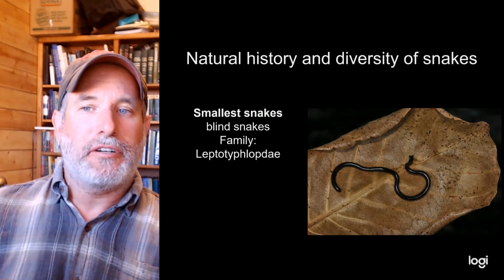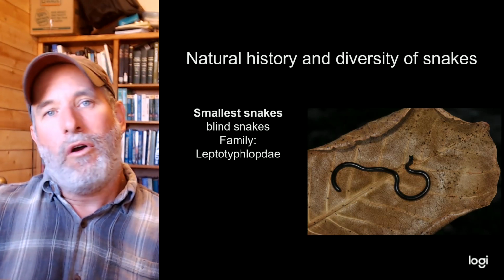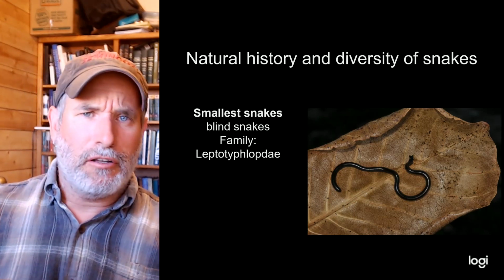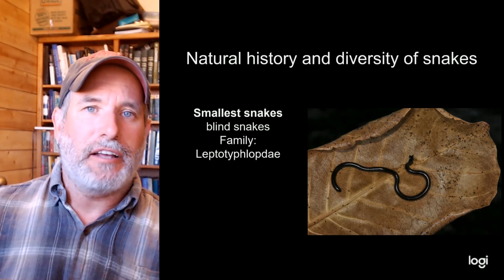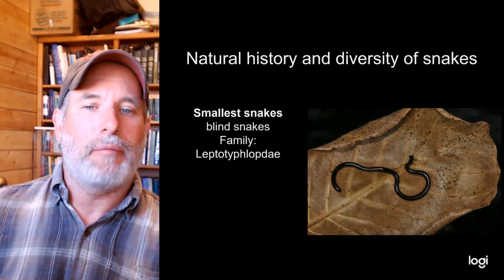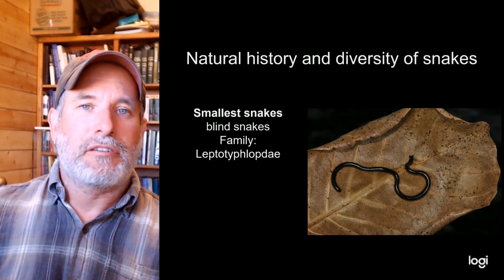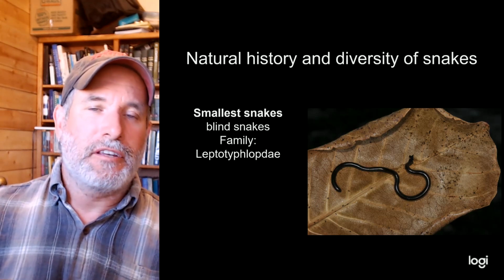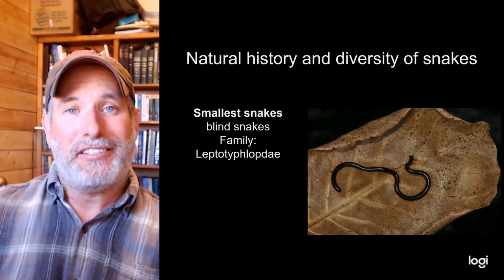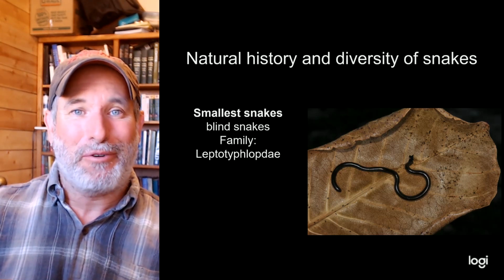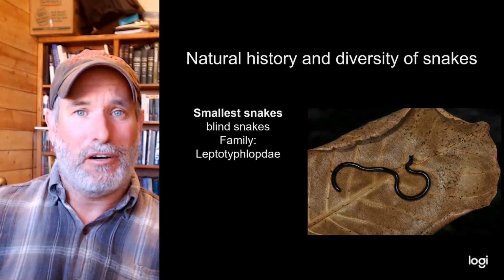Let's talk some natural history and diversity of snakes. We always like to know the biggest, the smallest, the fastest, the most dangerous. But let's start with the smallest snakes. It's these things called leptotyphlops. And these are blind snakes. They're mostly fossorial. I found this one in San Salvador, Bahamas. I just happened to look down and find it on a leaf. I was pretty excited. These guys are hard to find.